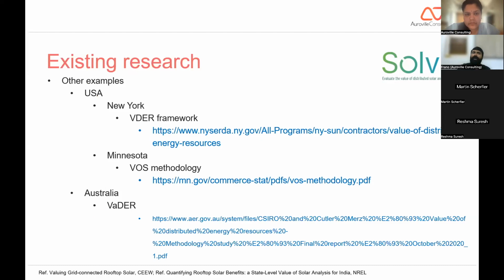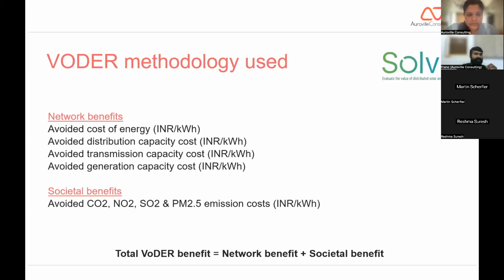Similarly, there are other examples that have been adopted across the globe, and we have placed some examples here. For example, the US and Australia have adopted the value of DER methodology in their distribution network. To briefly explain how SOLVA handles the network benefit and societal benefits, we now see the components that have been considered to build the network benefit and the societal benefits in the SOLVA tool.